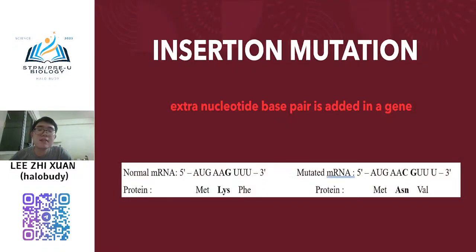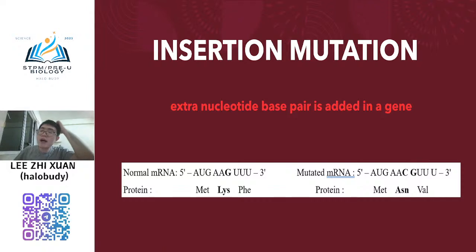Another one is insertion. Okay, so insertion meaning that dia tambah satu lagi. Dia tiba-tiba tambah satu nucleotide base. So you see here, the normal one is AUG, AAG, UUU. However, you see here, this G, dia tiba-tiba tambah C dekat sini. Lepas tu G akan pergi ke tempat lain. Kan? Dia akan pergi ke tempat lain.